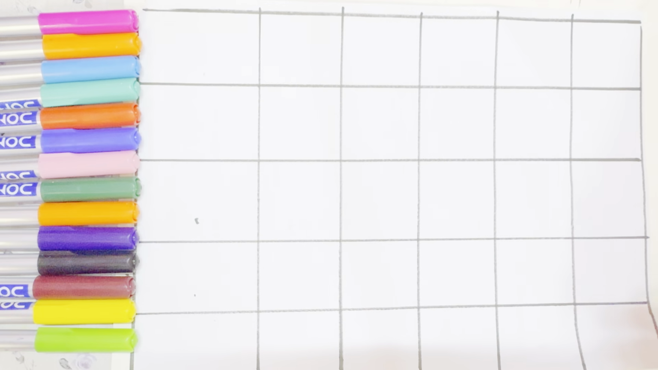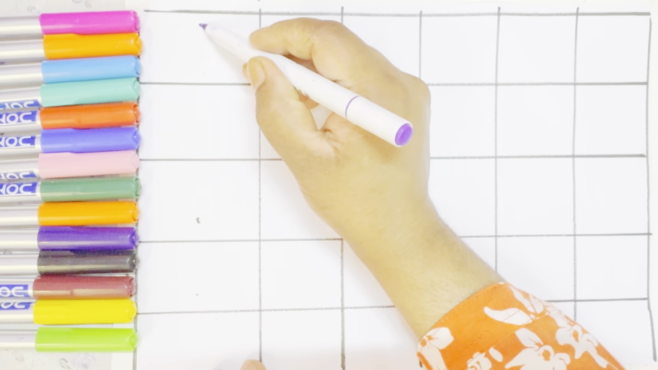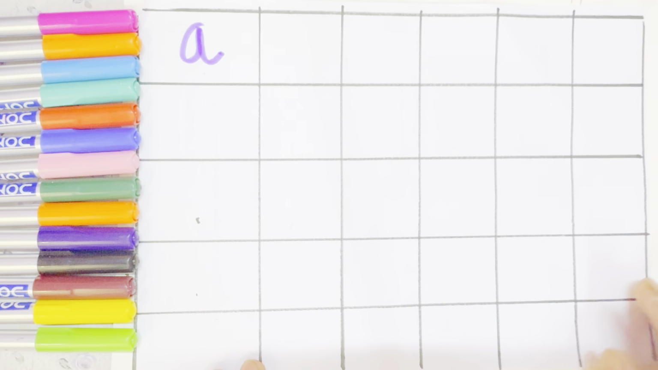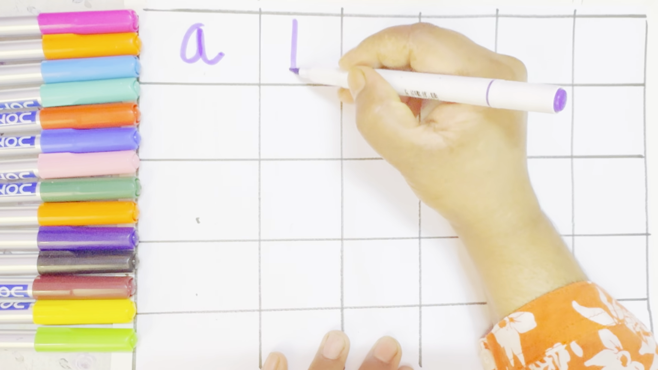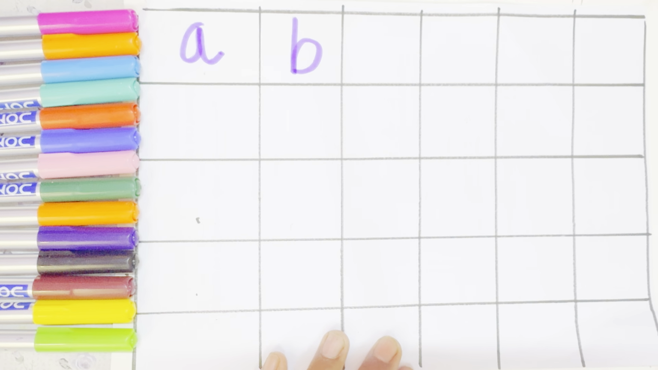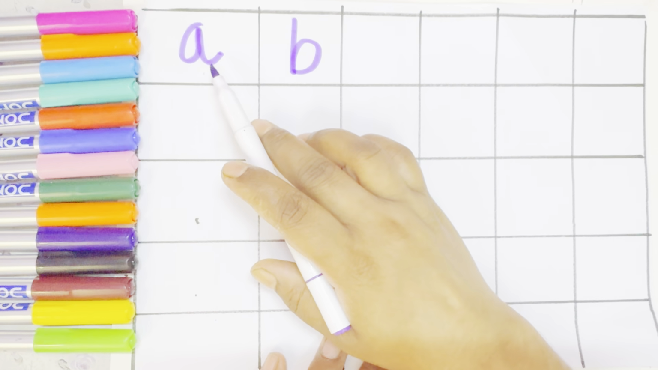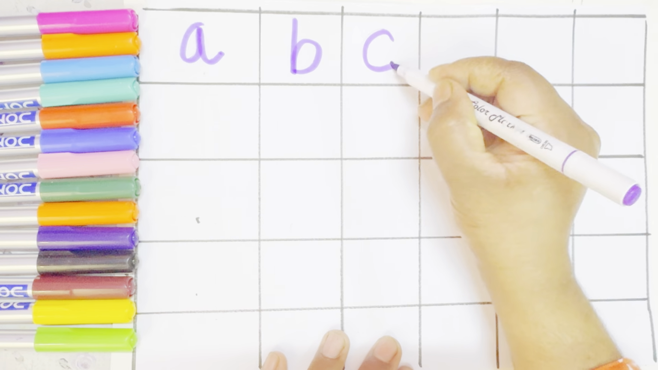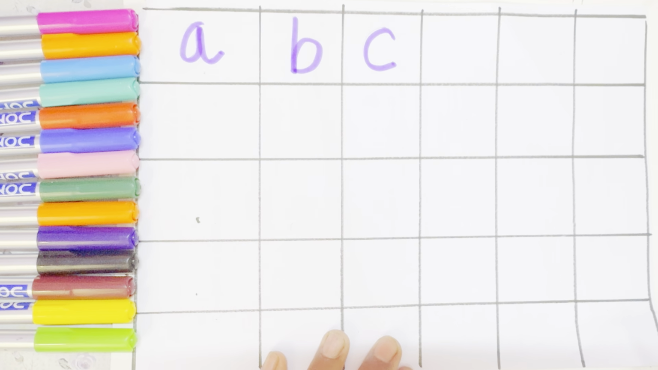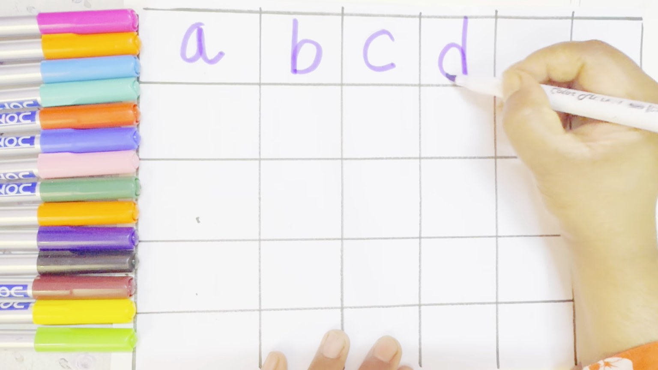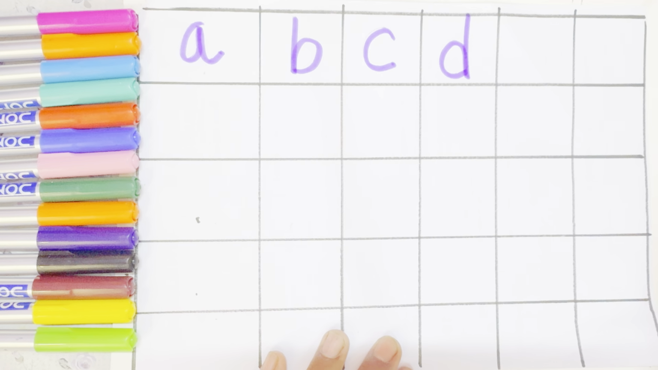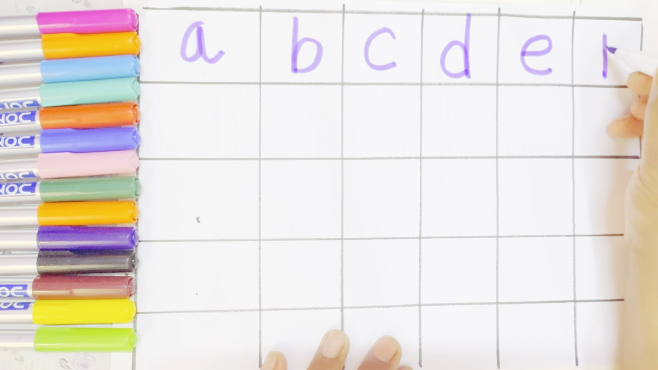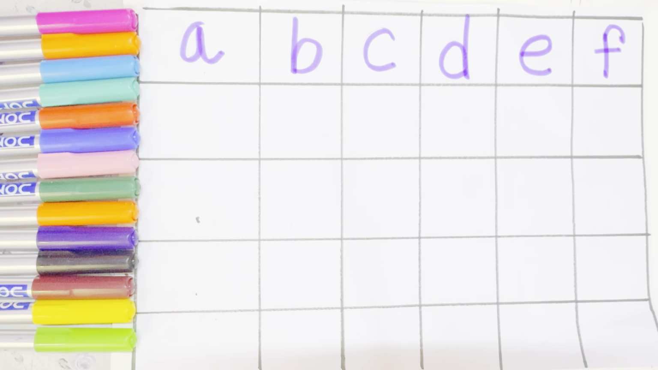Now let's learn alphabets. A, small letter A. B, small letter B. A for aeroplane, B for banana. C for car. D for dog. E for elephant. F for fish.